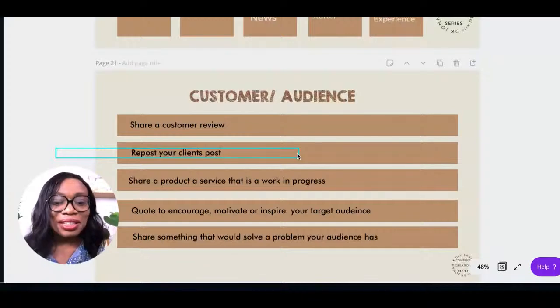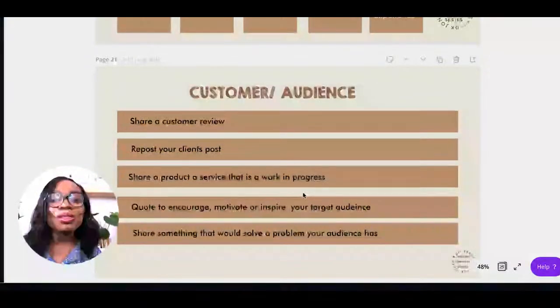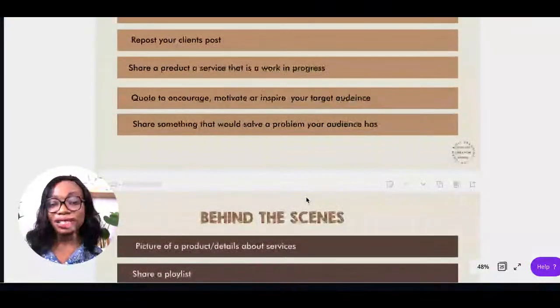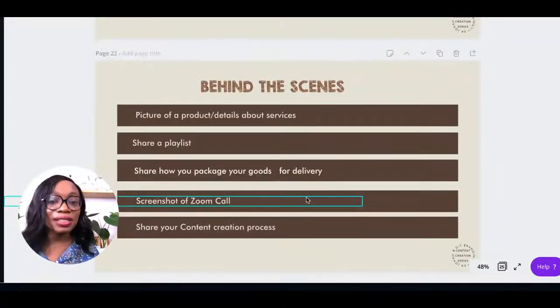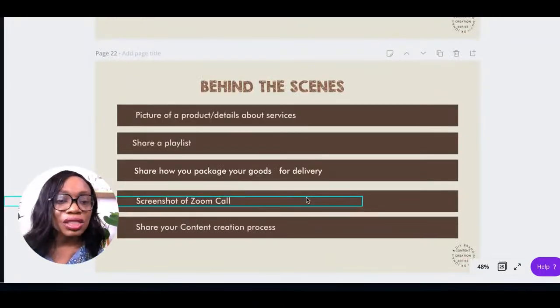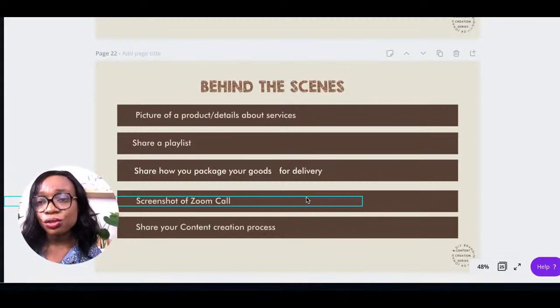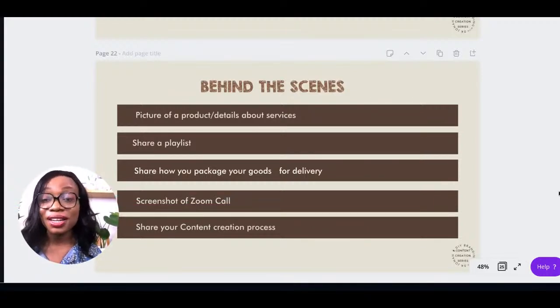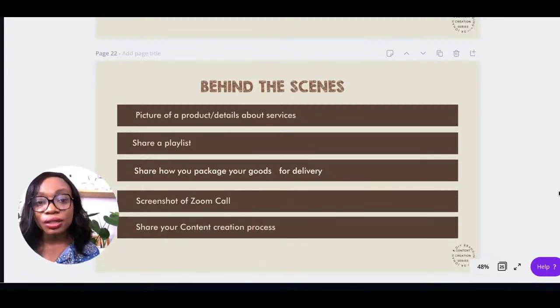We'll get there. Share something that will solve a problem your audience has. We've already said that before. Behind the scenes, a picture of a product or details about your service. Let us know what you do. Someone told me that they thought I was into fashion once because I don't share about branding. Now I share a lot about branding. So now you can tell from my page what I do.